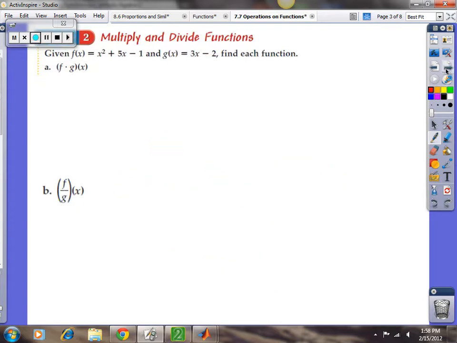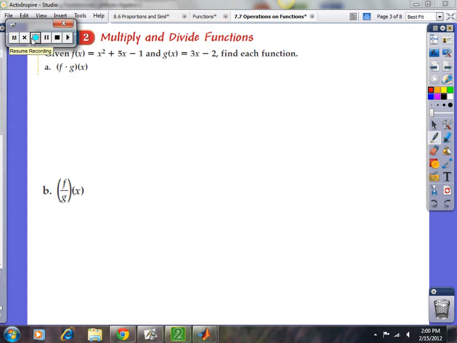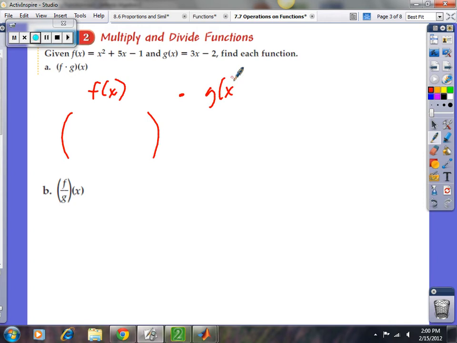Try this one. Try multiplying them. What's f of x times g of x? Alright, let's do f of x times g of x. f of x is x squared plus 5x minus 1. g of x is 3x minus 2.